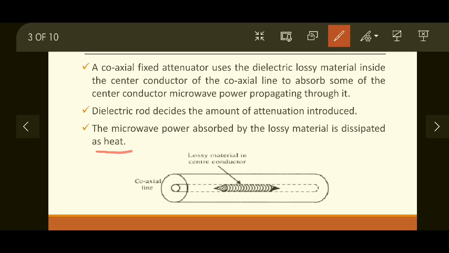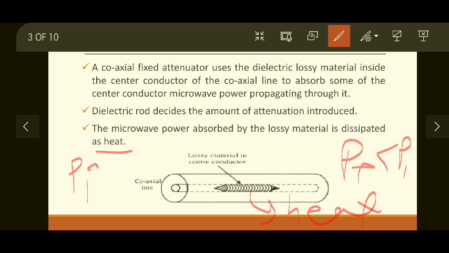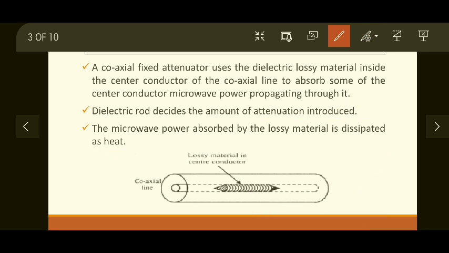So if the power is, let's say, P incident, some part of this P incident will be absorbed as heat, and P transmitted will be less than P incident, because some power is absorbed by the dielectric rod as heat. That is how a dielectric rod can be used in a coaxial cable to produce attenuation.